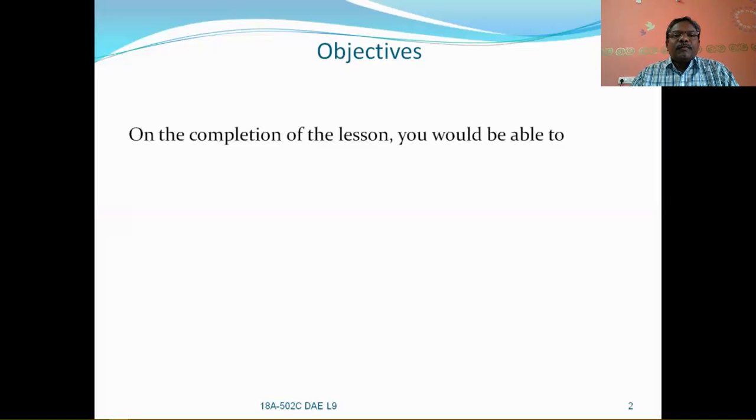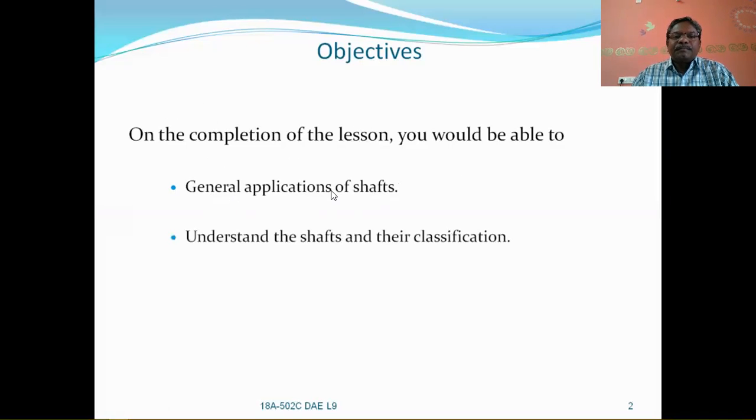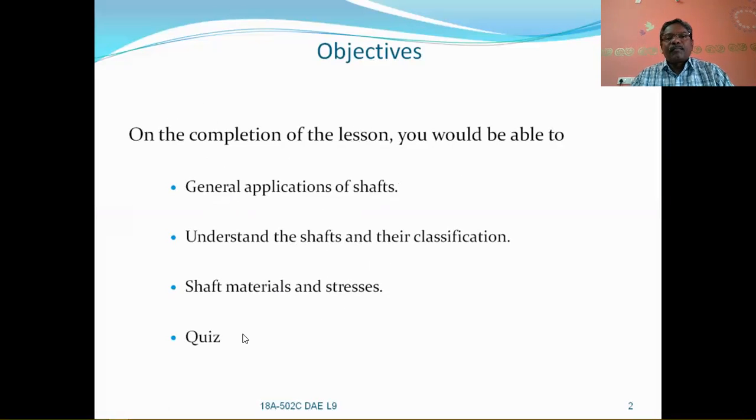The objectives of this chapter, today's lesson: on completion of this lesson you would be able to acquaint with the general applications of shafts, understand the shafts and their classification, also shaft materials and stresses, and a small quiz. In this lesson, we are going to discuss all these objectives. Let us see one by one.